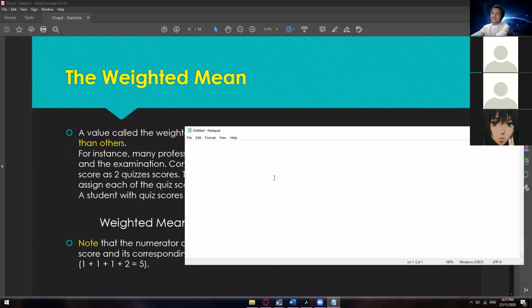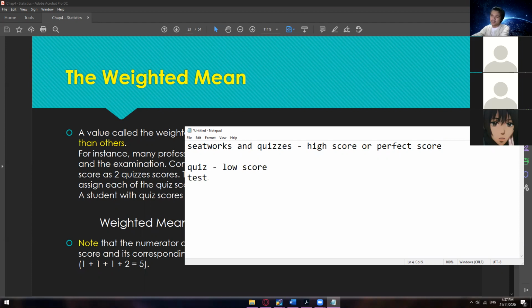So let's say you're always getting a high score in seat works and quizzes. Let's say a perfect score. But you're always getting a low score in your exams. So what do you guys think will happen to your grade? Average? Of course you will get a failing score.